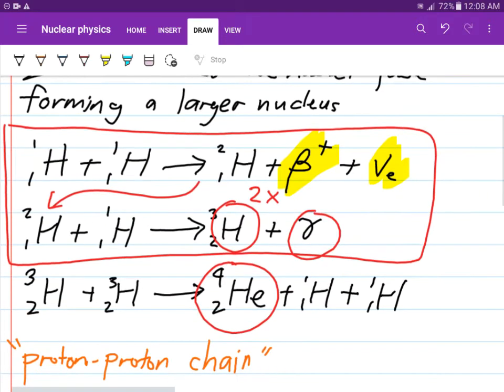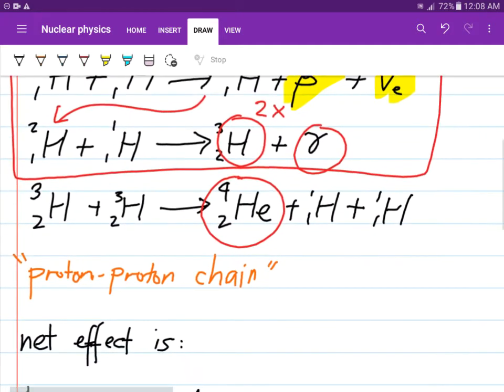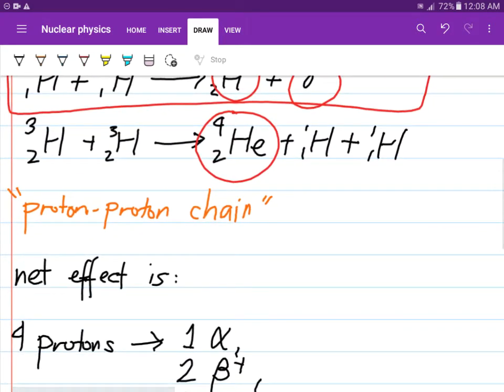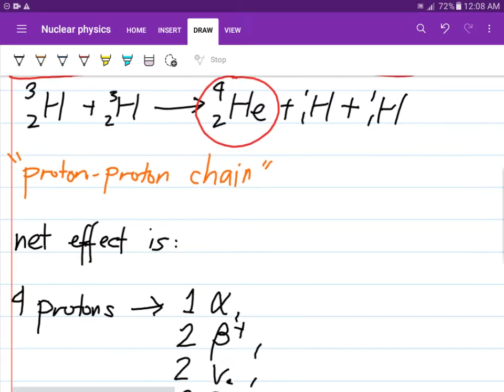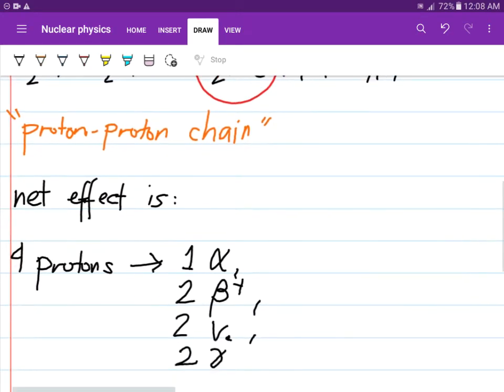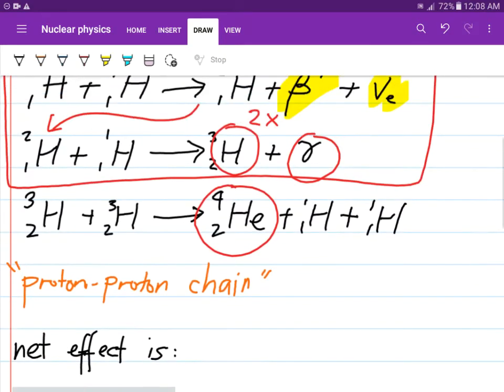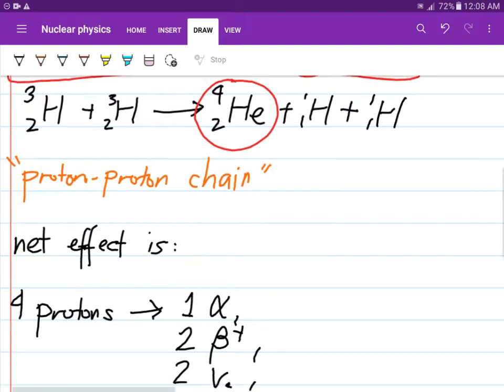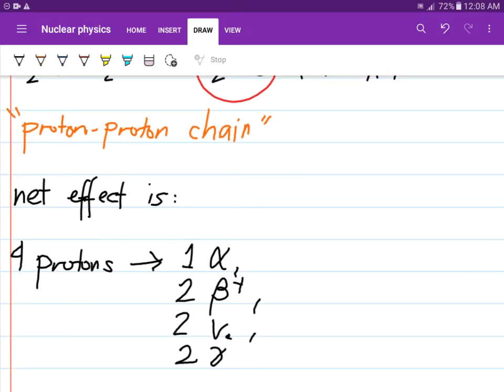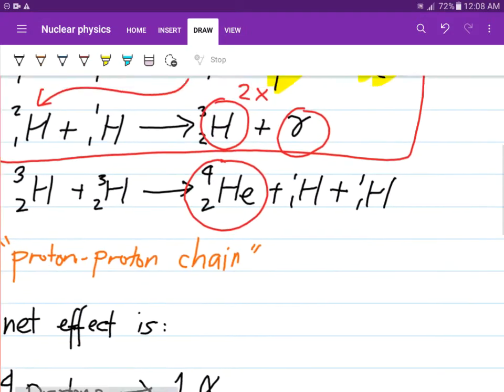So this type of reaction is called a proton-proton chain reaction. Its net effect is from 4 protons you produce 1 alpha particle, 2 positrons, 2 electron neutrinos, and 2 gamma rays.